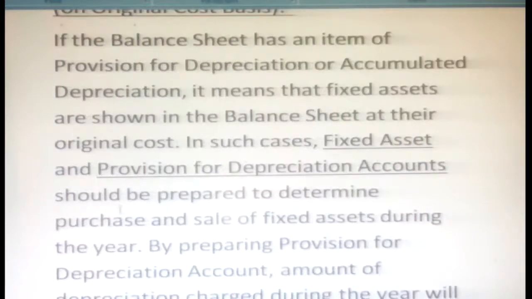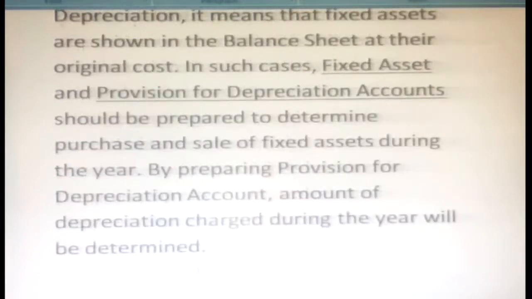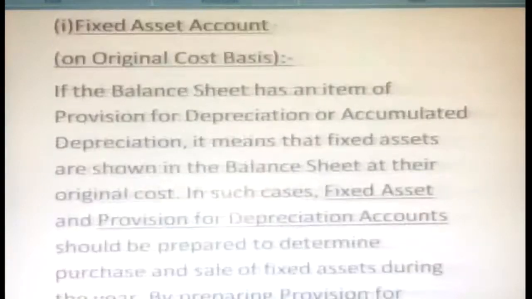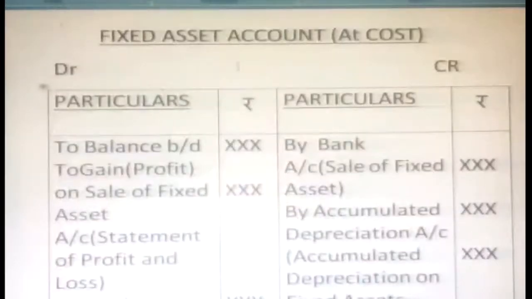One is the fixed asset account and the other is the provision for depreciation account, which should be prepared to determine purchase and sale of fixed assets during the year. By preparing the provision for depreciation account, the amount of depreciation charged during the year will be determined. That is the very important information here. On the original cost basis we prepare the fixed asset account, then prepare the provision for depreciation account separately. In this manner, the fixed asset account is always shown at cost. See here the format, same manner: fixed asset account at cost.